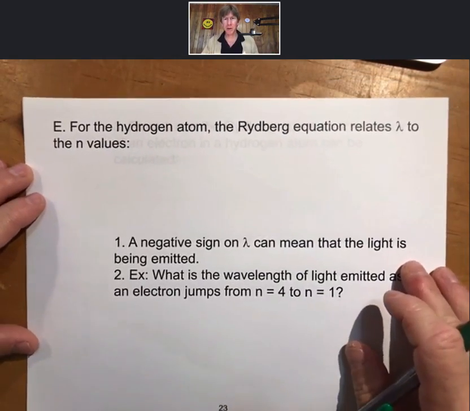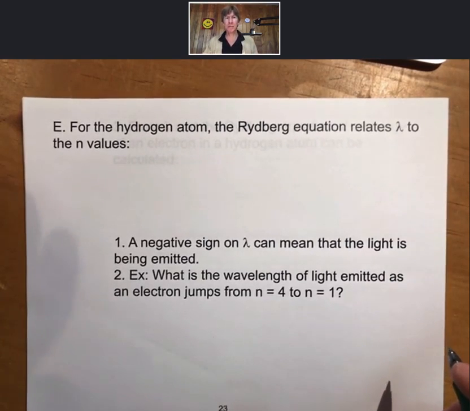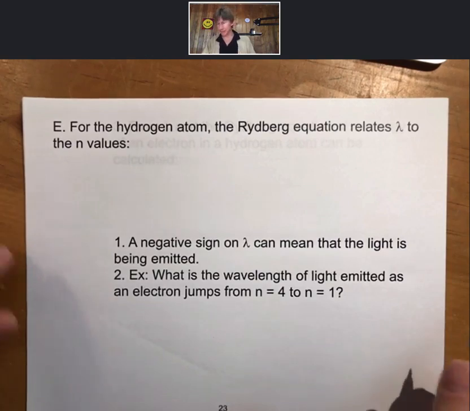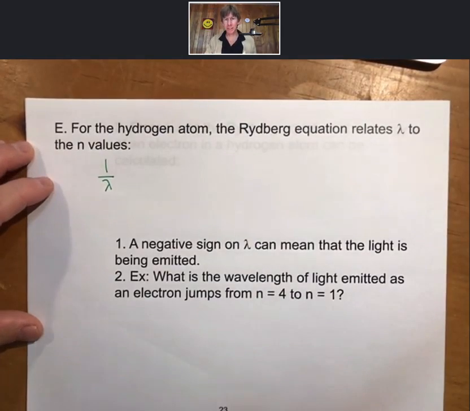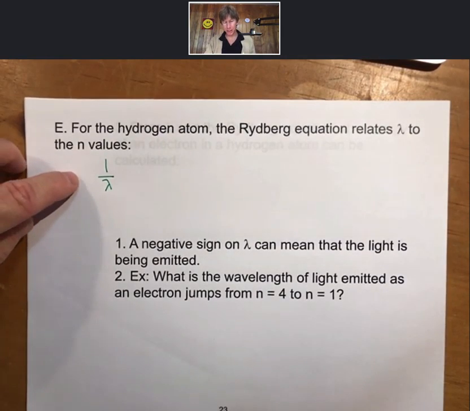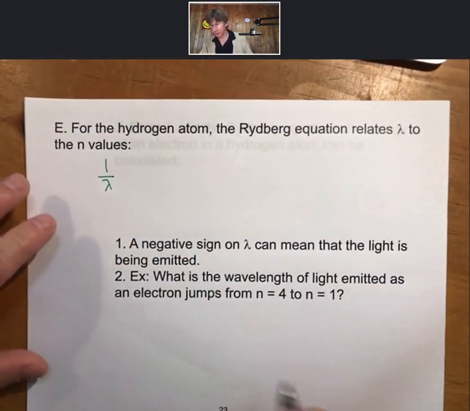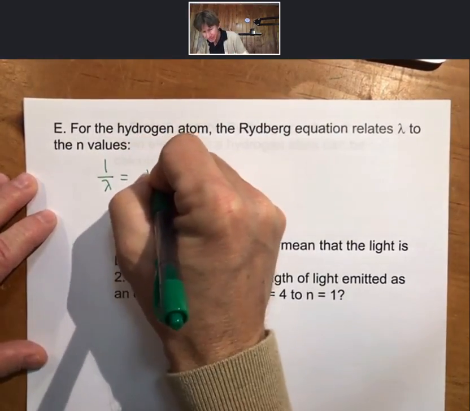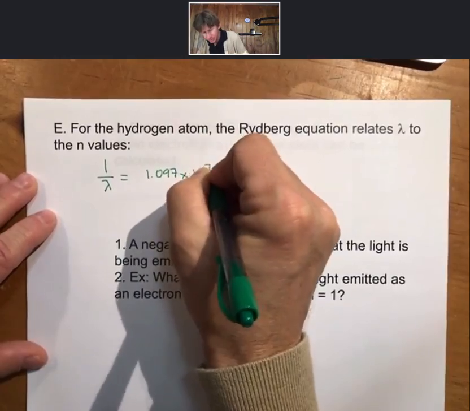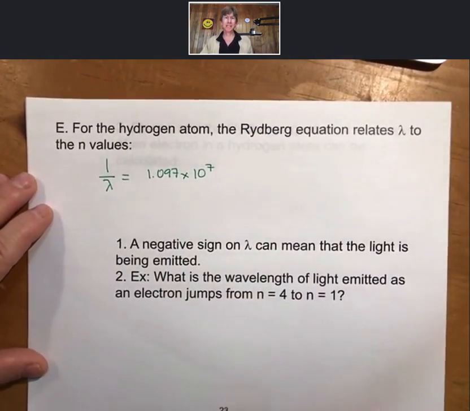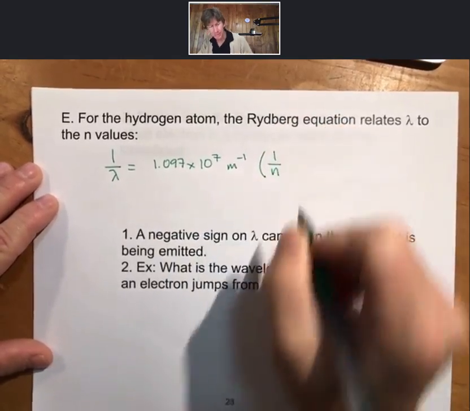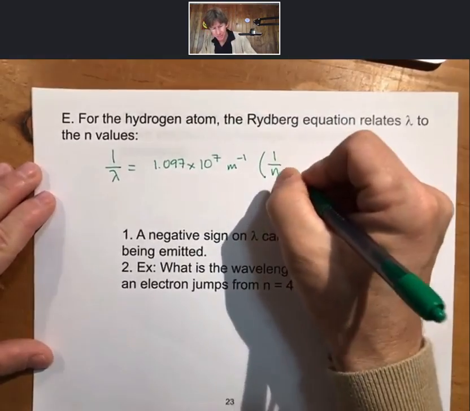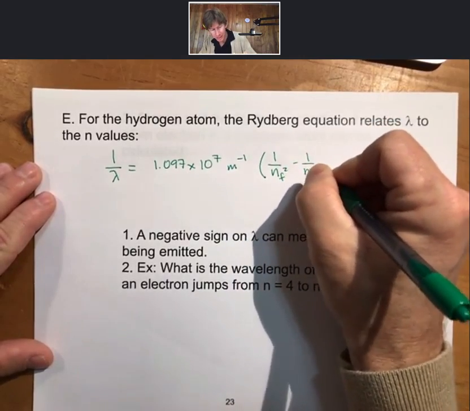Okay, now for the hydrogen atom, the Rydberg equation relates wavelength to the n values that I just showed you for the Bohr atom. The Rydberg equation looks like this: 1 over wavelength of the light being absorbed equals 1.097 times 10 to the 7th meters to the minus 1, times 1 over nf squared minus 1 over ni squared.